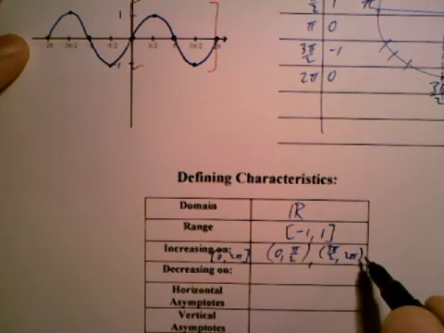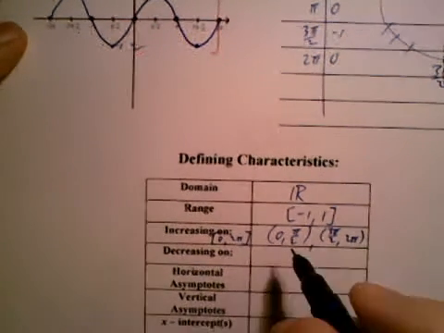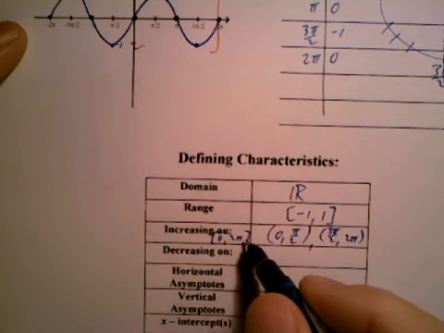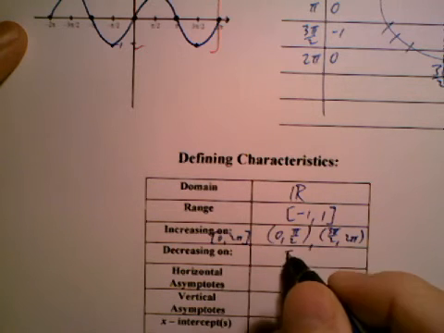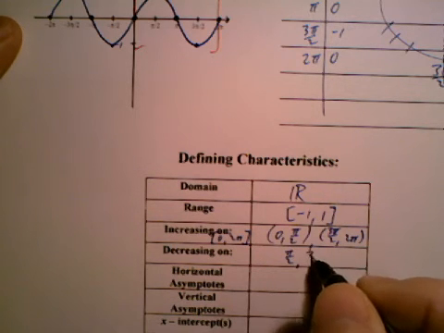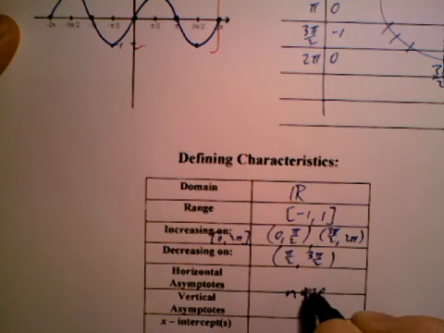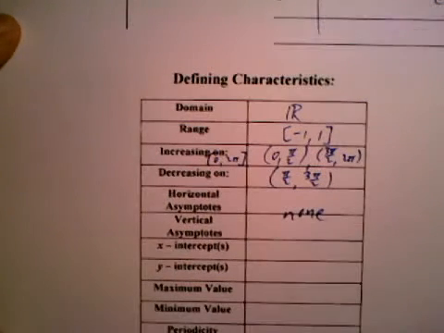Don't worry about brackets here, parentheses or brackets are fine. Decreasing, the sine is decreasing, from 0 to 2 pi, only from pi over 2 all the way to 3 pi over 2. No horizontal or vertical asymptotes, so similar graphs.